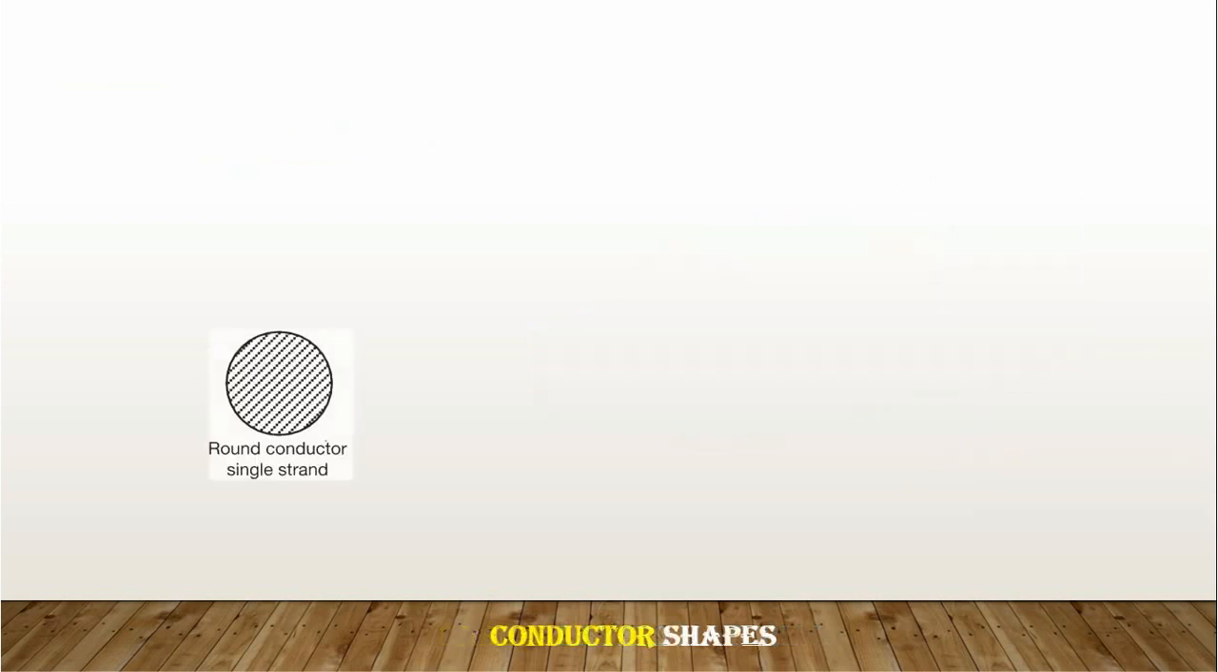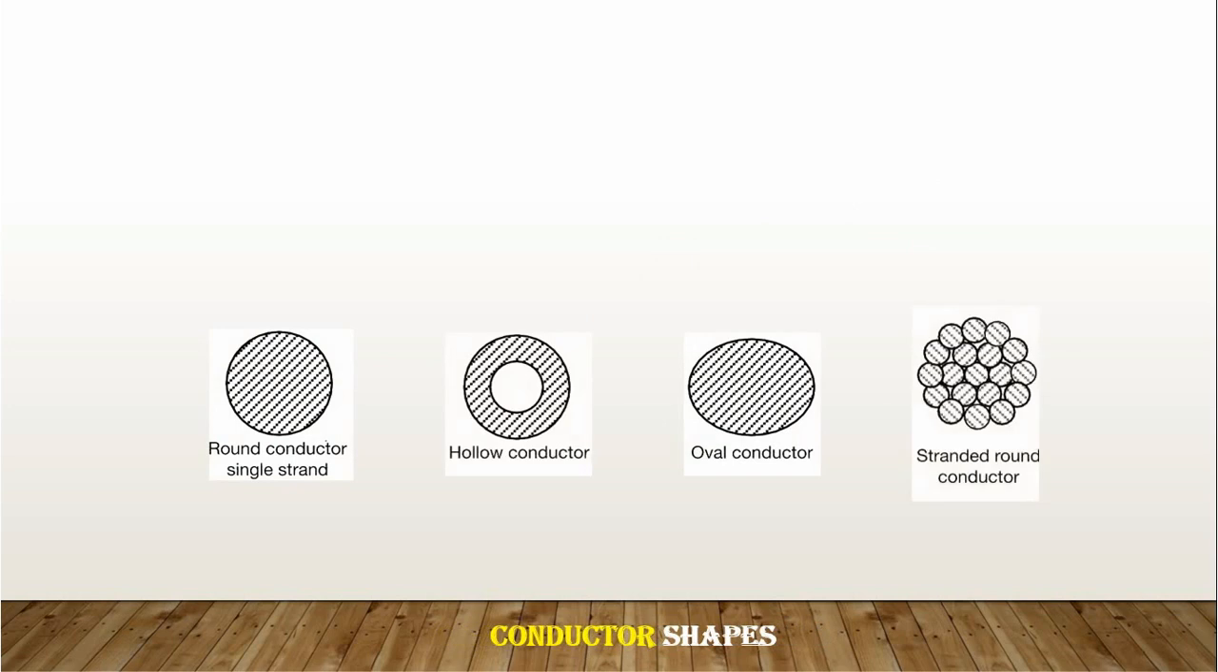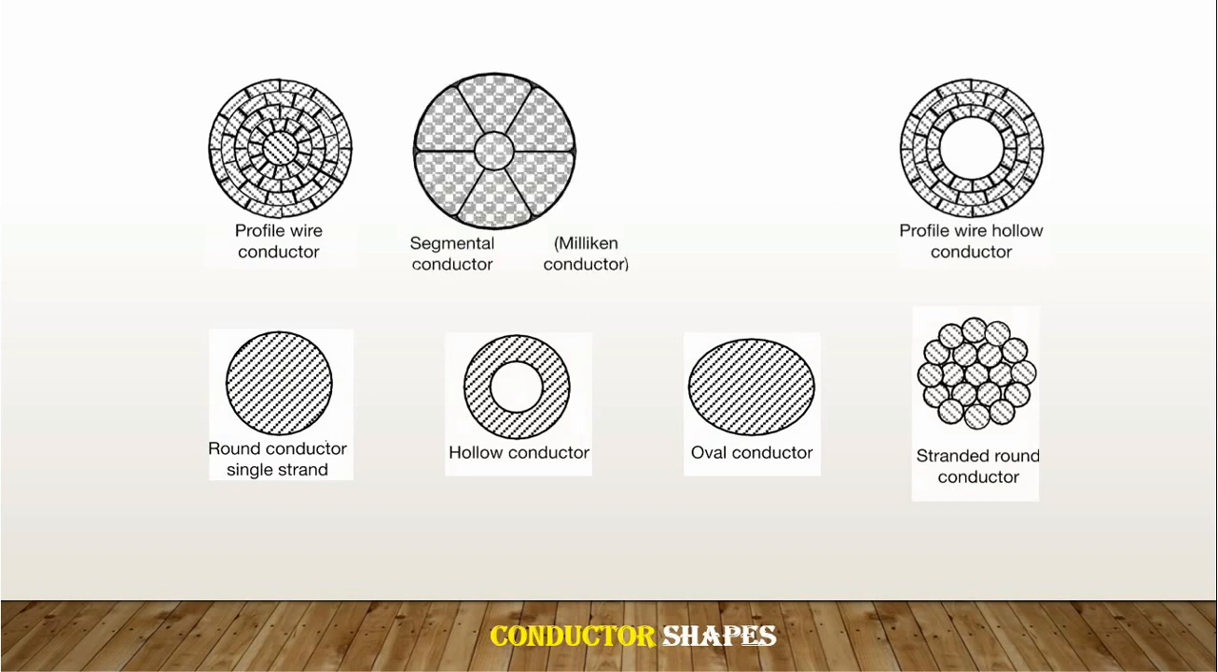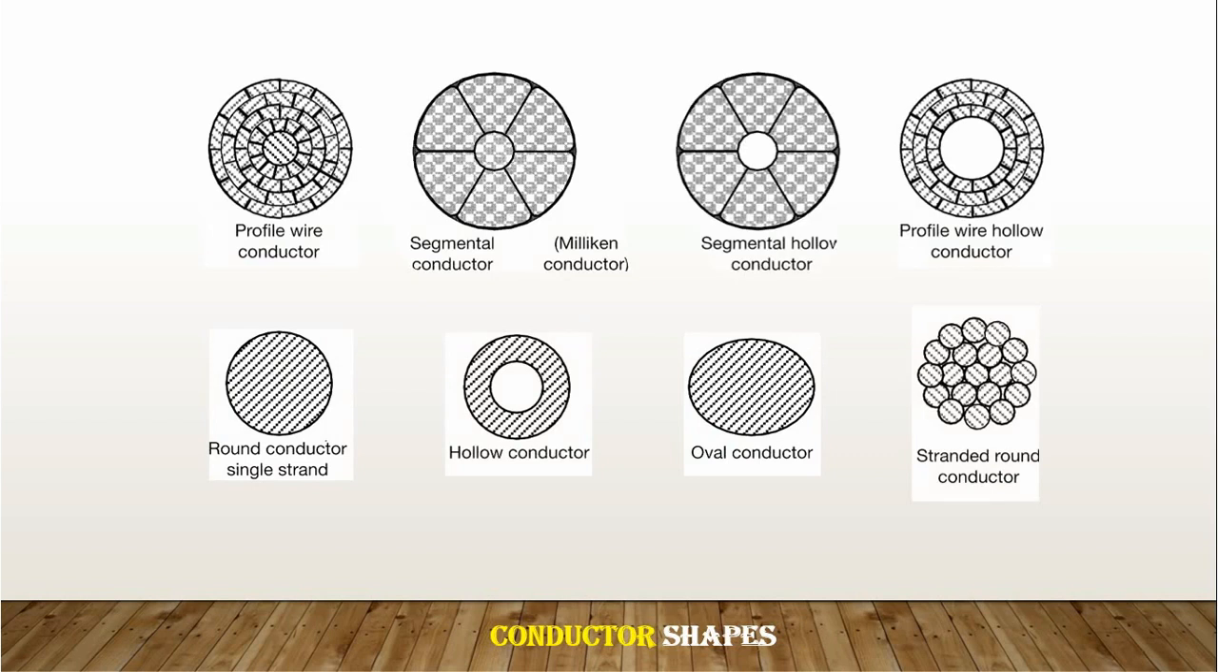So the conductor comes with different shapes: either round conductor, oval conductor, hollow conductor, stranded round conductor, profile wire conductor or profile wire hollow conductor, segmental conductor or a segmental hollow conductor. These are all the types of conductor shapes.